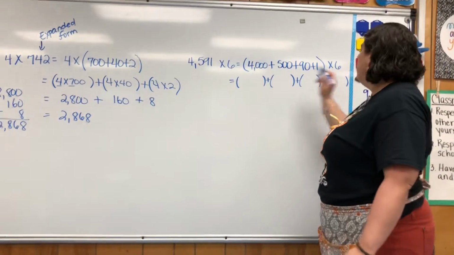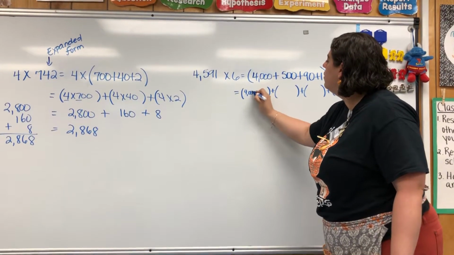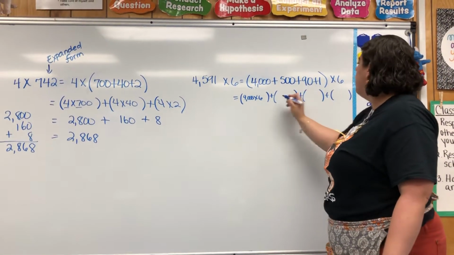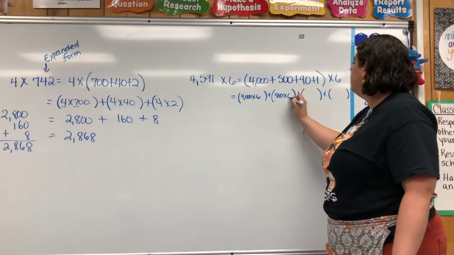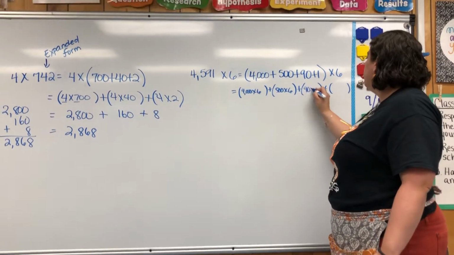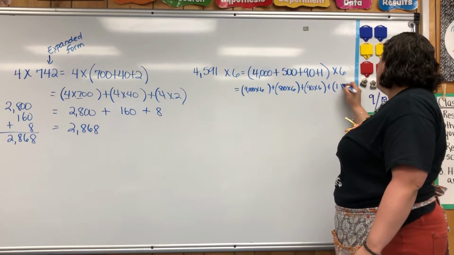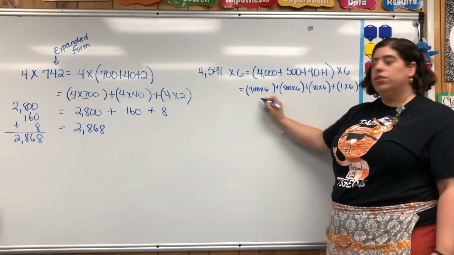First one will be that 4,000 times the 6. Then the 500 times the 6. 90 times the 6. And 1 times the 6. I'm going to start right here.